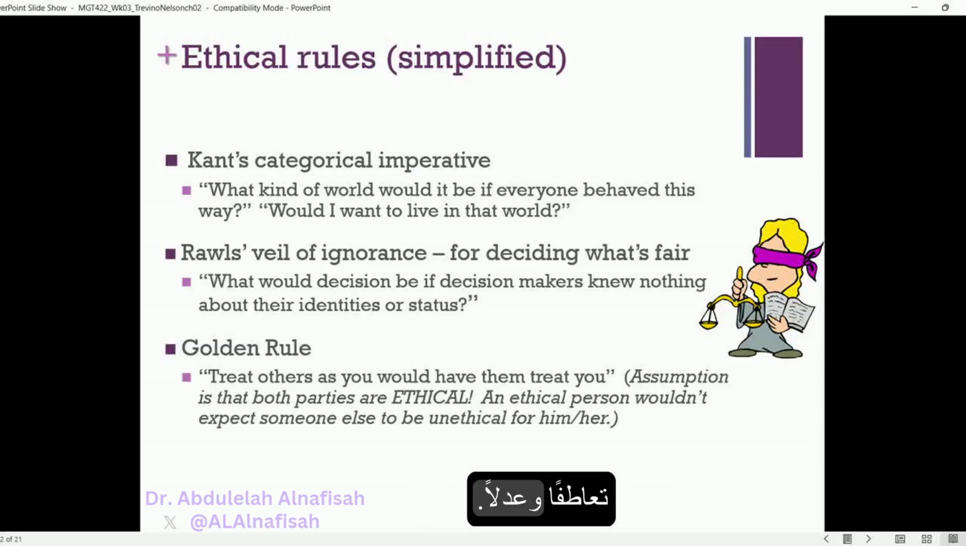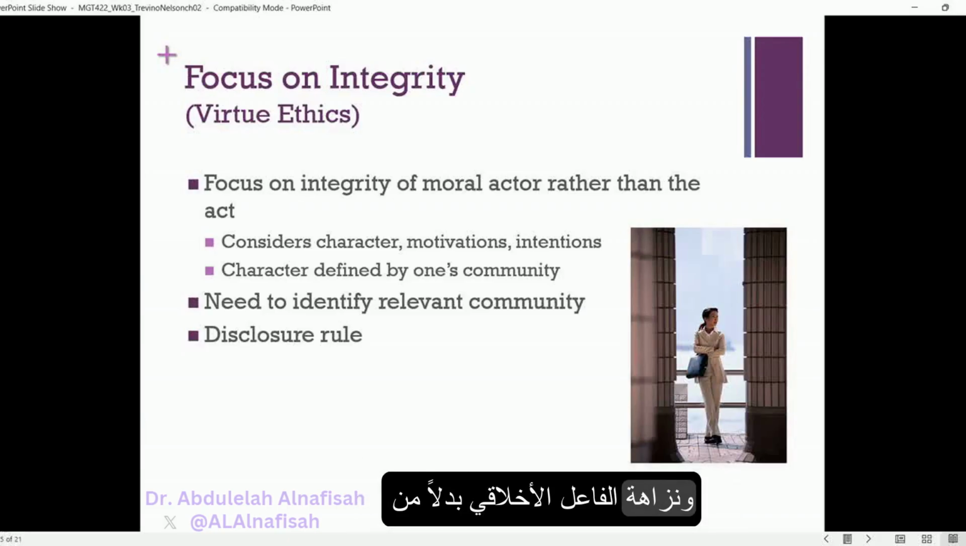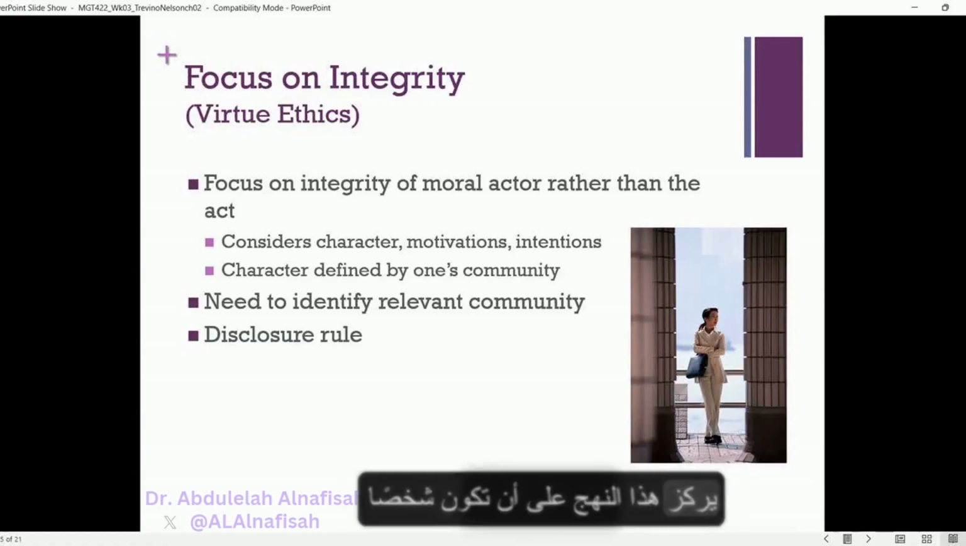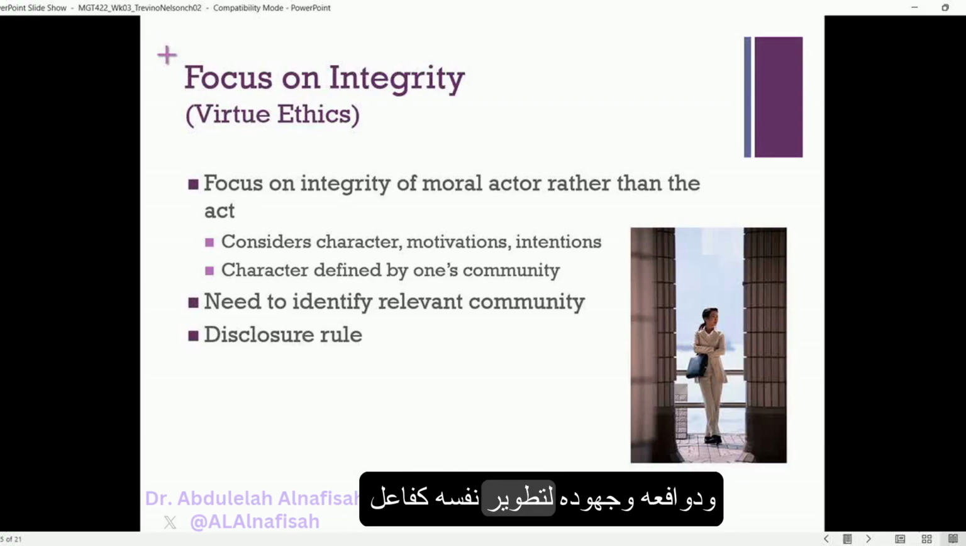Virtue ethics places emphasis on the character and integrity of the moral actor rather than solely on the moral act itself. This approach focuses on being a good person because that is the kind of person one aspires to be. It considers the individual's intentions, motivations, and efforts to develop themselves as moral agents within a relevant moral community.